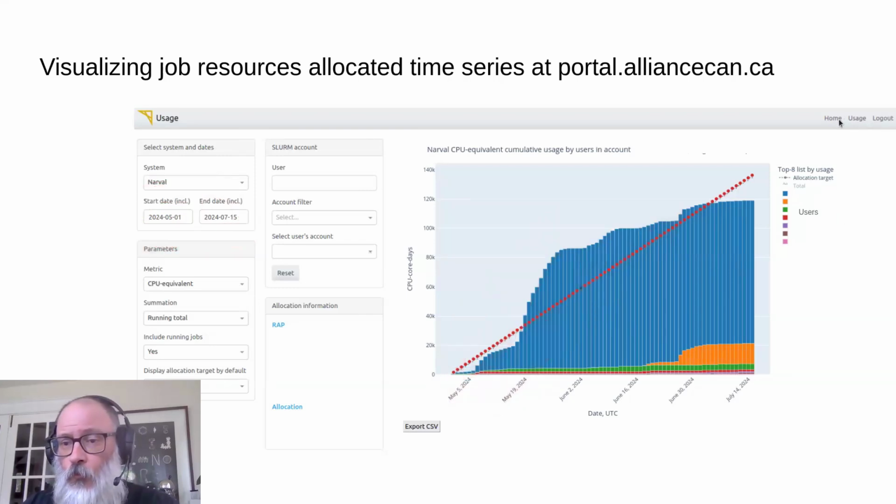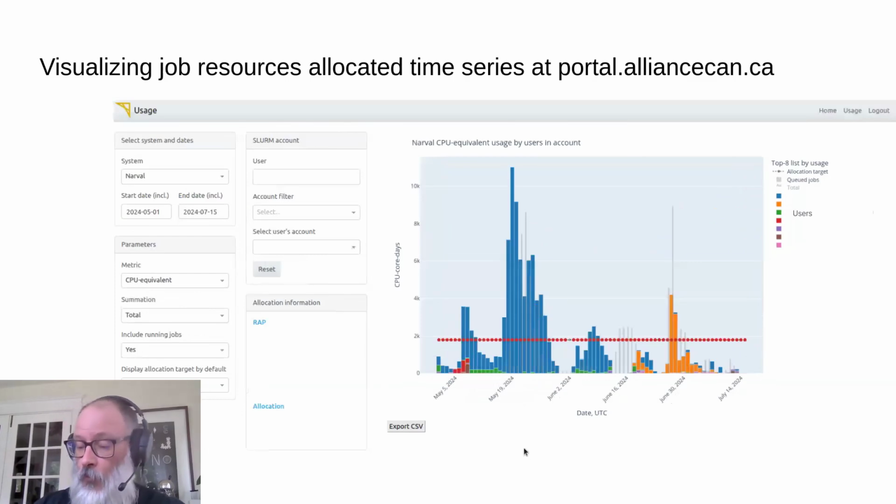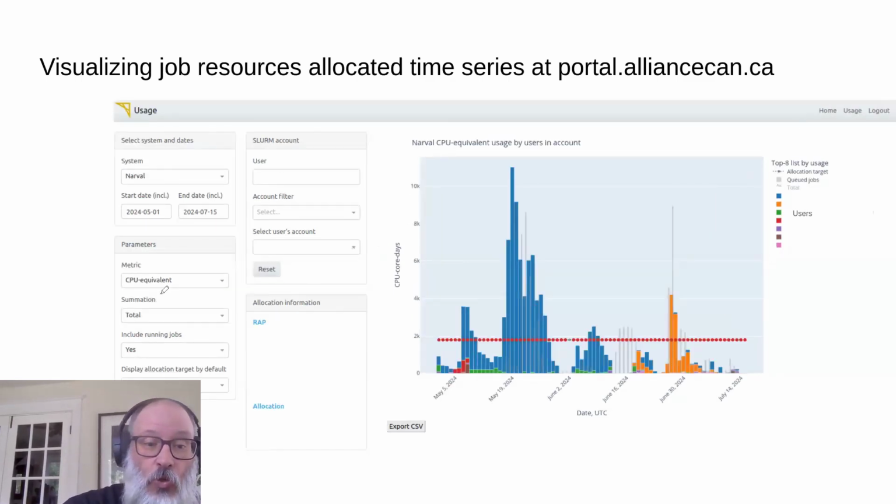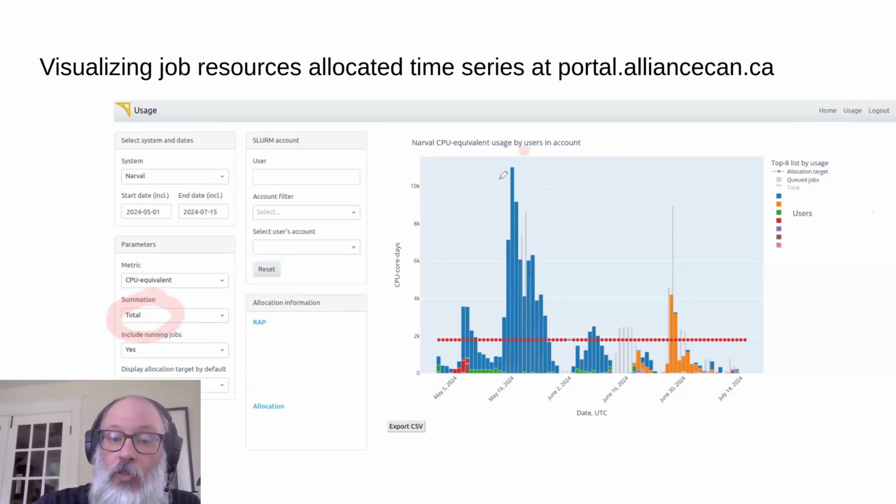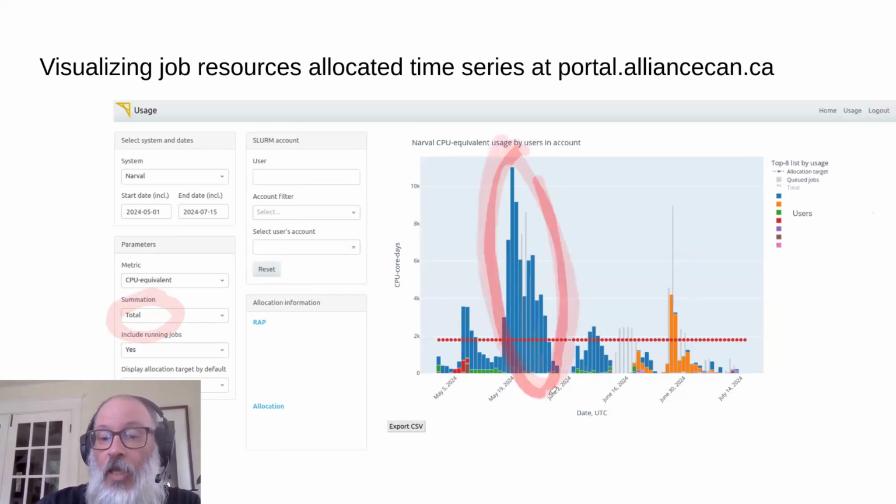So what's next? I think next we convert this back to, instead of the cumulative usage, the daily total of resources. And importantly, you see that this is a huge burst of activity, and the color represents that these are two different users.